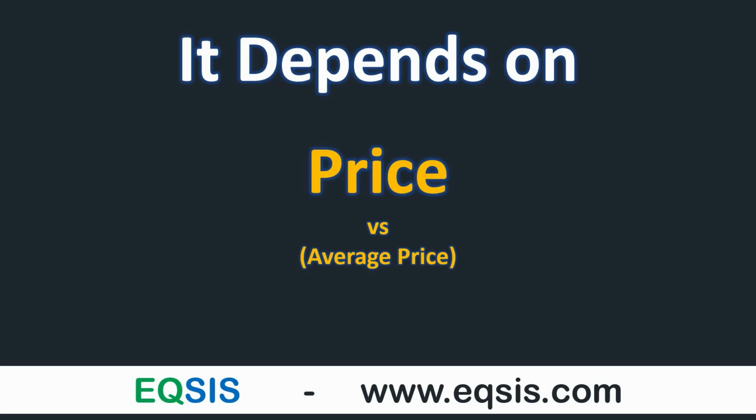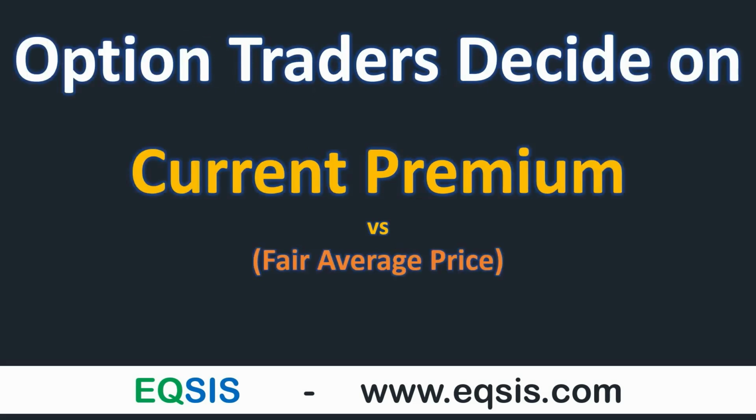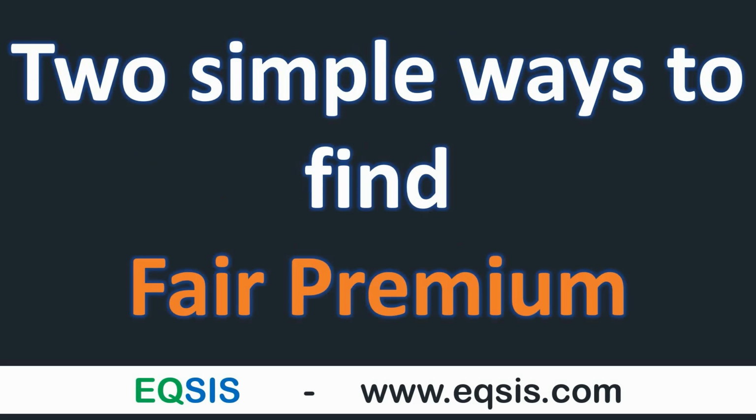This is where we begin with this analogy. Now I'm just trying to connect this to an option trader, because an option trader decides based on the current premium versus its fair premium. By any chance, if the current premium is way above its fair premium, then it's good to be a seller. But the big question is, how do I understand the fair premium? There are two simple ways by which we can find the fair premium.